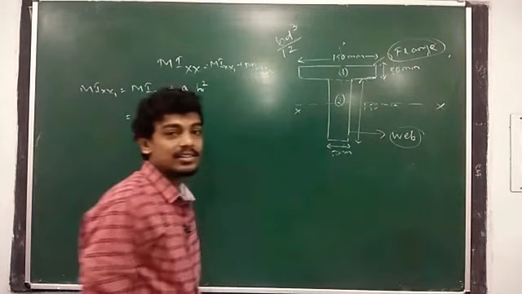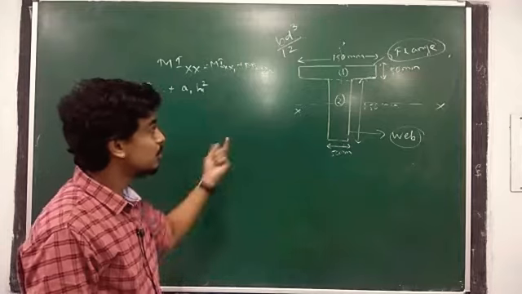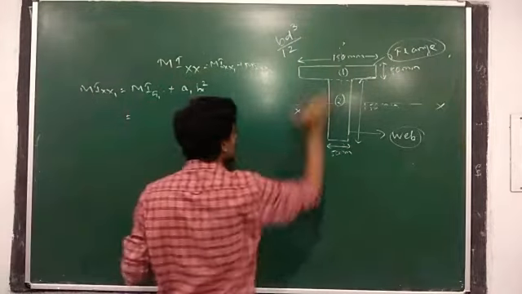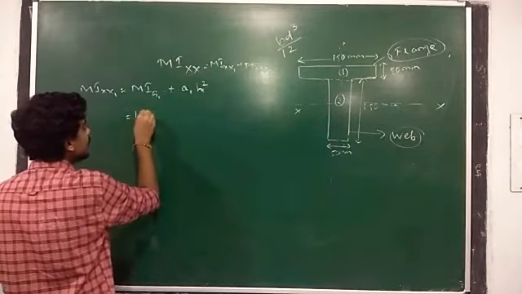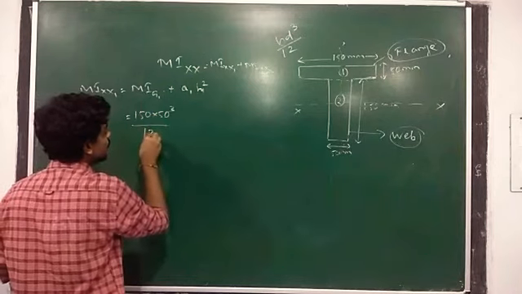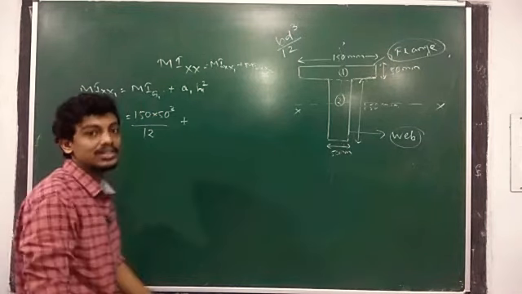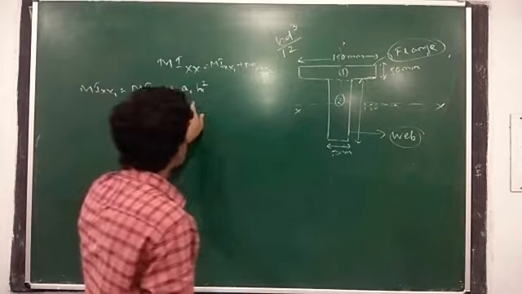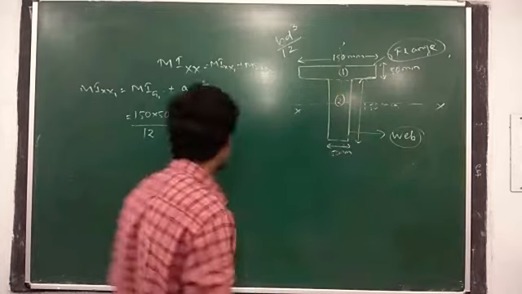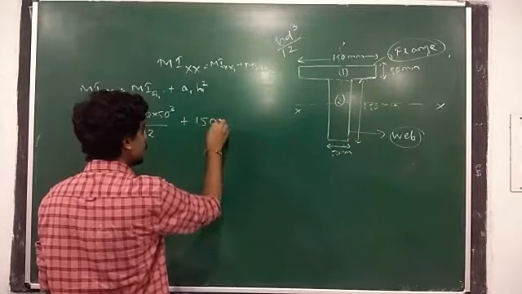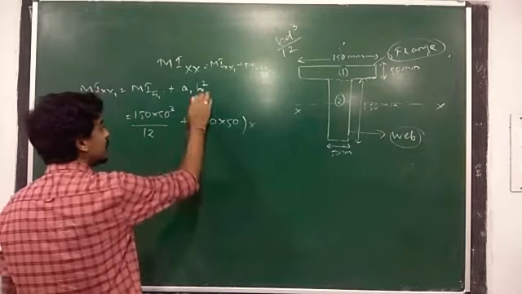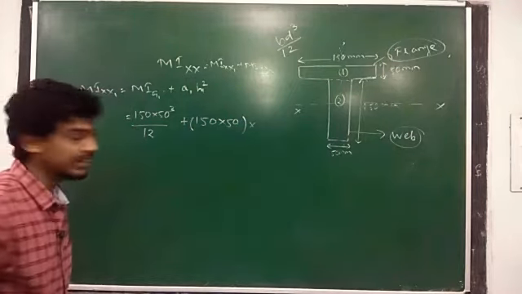How to calculate it? It is a rectangular section, so put the values. As it is about the x-axis, the base will be our 150. So 150 into 50 whole cubed by 12. This is our moment of inertia about the centroidal axis. Now, what is the area of that section? It is a rectangle, b into d, 150 into 50. The most important thing is calculating h1.